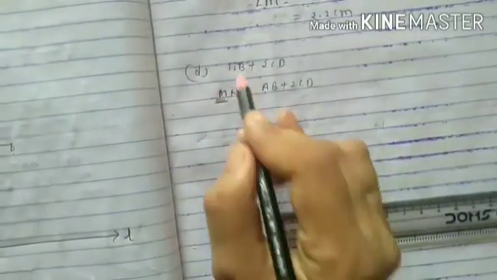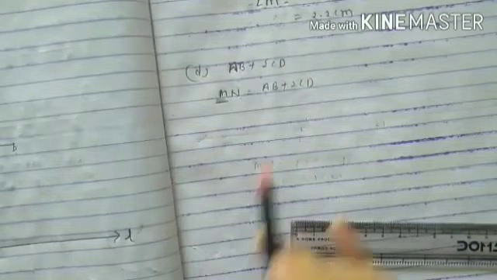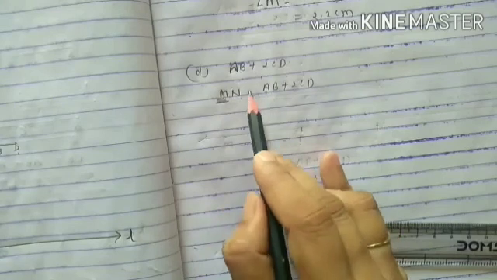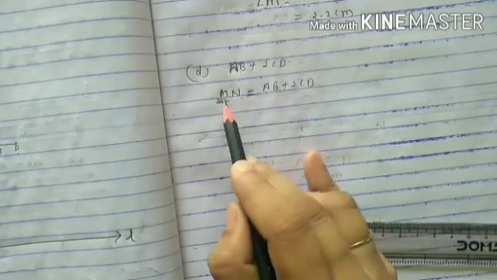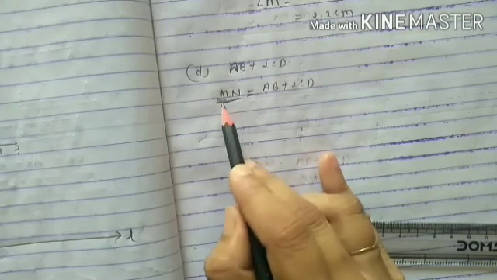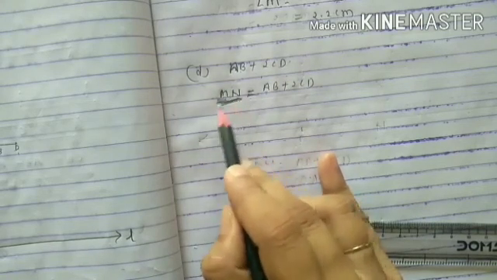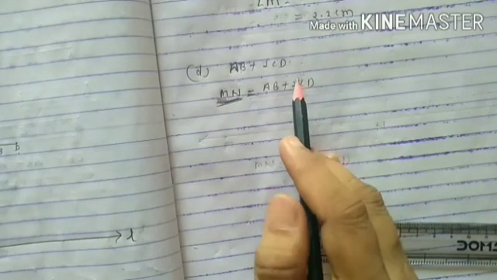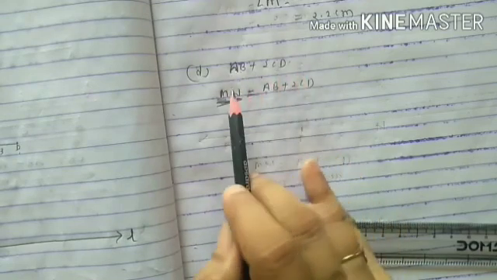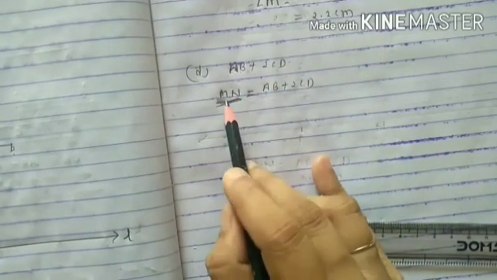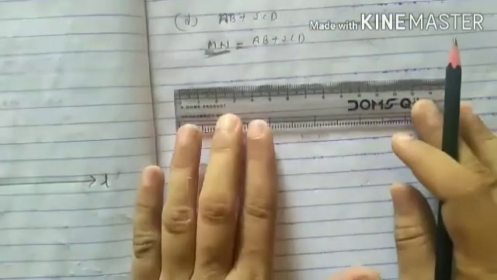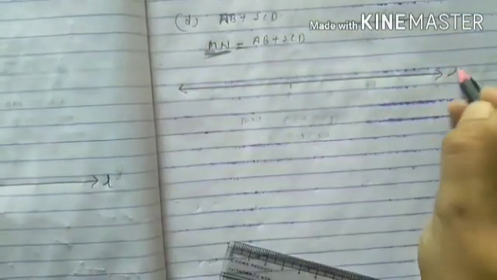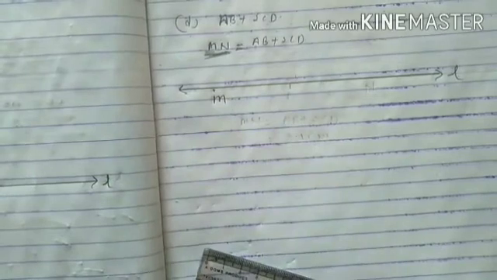Now we have to construct AB plus 2CD. So let us construct MN is equal to AB plus 2CD, because we have to construct another line segment. So we have to give another name. So we'll give here the name MN. You can give EF also, but other than AB and CD, give a different name. Okay, so we have to construct MN. For this, draw a line L. Take a point M on it.